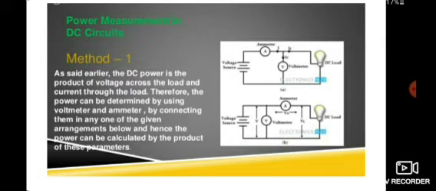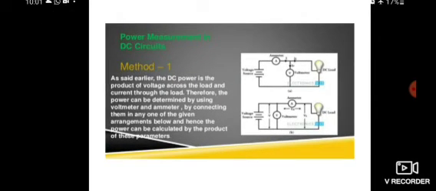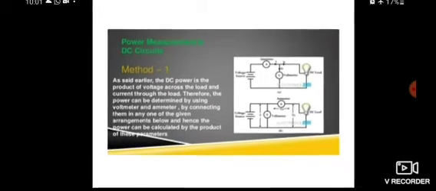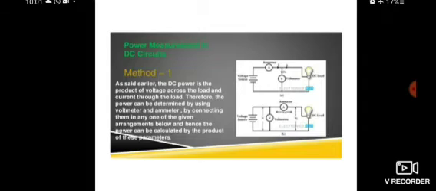By connecting them in any one of the given arrangements below, the power can be calculated by the product of these parameters. It is not a wattmeter, we are just connecting a voltmeter and ammeter. So, we will get the power by multiplying V into I. Now, we are going to connect the wattmeter. It is the conventional method.